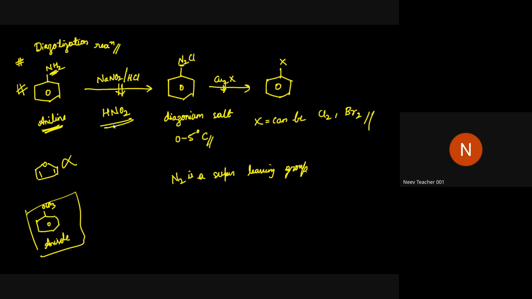So you will search for NaNO2 HCl, it won't be there. The only thing that you are going to find is HNO2. HNO2 is again not a very stable molecule. So what we do is, during the reaction only, by reacting NaNO2 and HCl, we form HNO2. So the reaction of NaNO2 HCl gives HNO2.